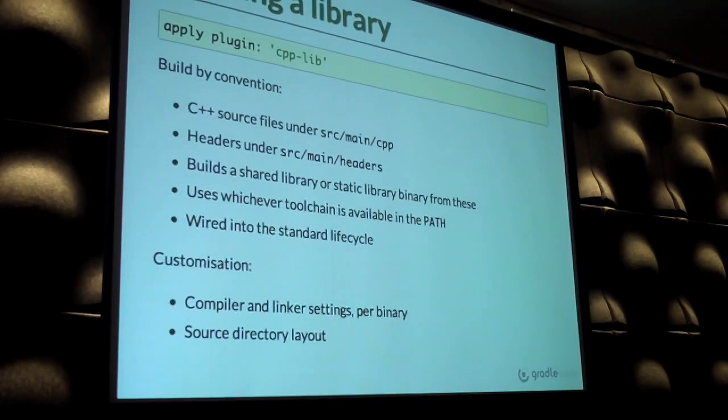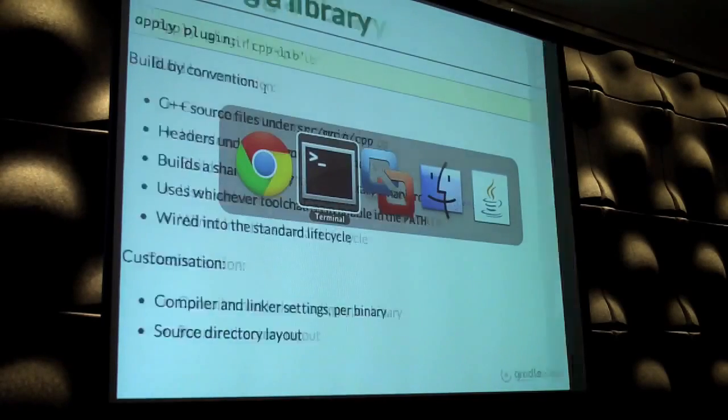So building a library is very similar, but a little bit more interesting. So we have the cpplib plugin, which is another build by convention plugin. Same sort of conventions. What's different about this guy is that you can build from the same source. You can build either a shared library or a static library, or both, depending on what you need. So whatever it is you ask for, that's what you'll get. Again, it's wired into the standard lifecycle. Uses whichever toolchain. Same sort of options for tweaking, customizing. So let's take a look at that.